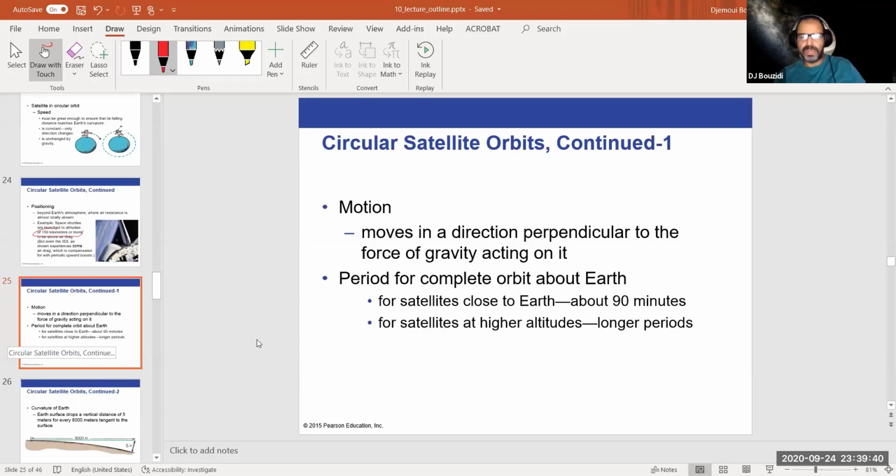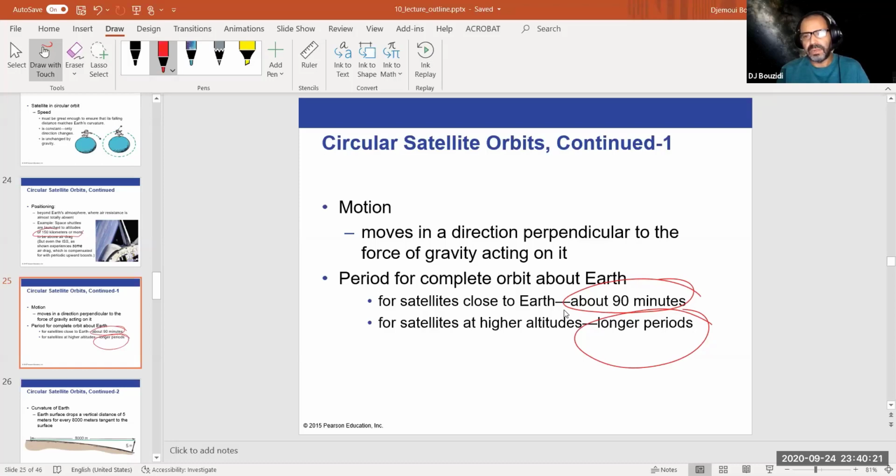So the motion is perpendicular to the force of gravity, and for satellites closer to the Earth, they have a short period. For satellites further away, they have longer periods. For example, a satellite with a 90-minute period is very close to the Earth. Every 90 minutes, it goes around the Earth. The geosynchronous satellites, as I mentioned earlier, used for GPS, have much higher orbits, and their period is about 24 hours. They have to be exactly 24 hours, to the second, with the rotation of the Earth, which is slightly different from 24 hours.